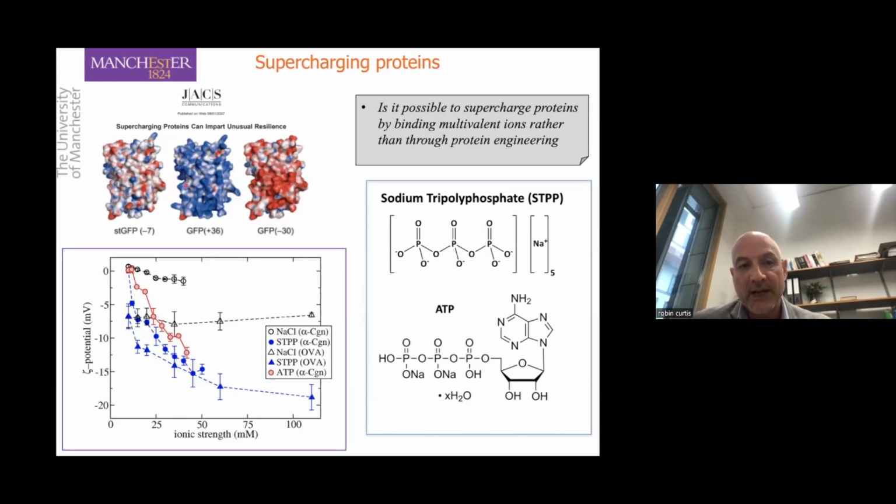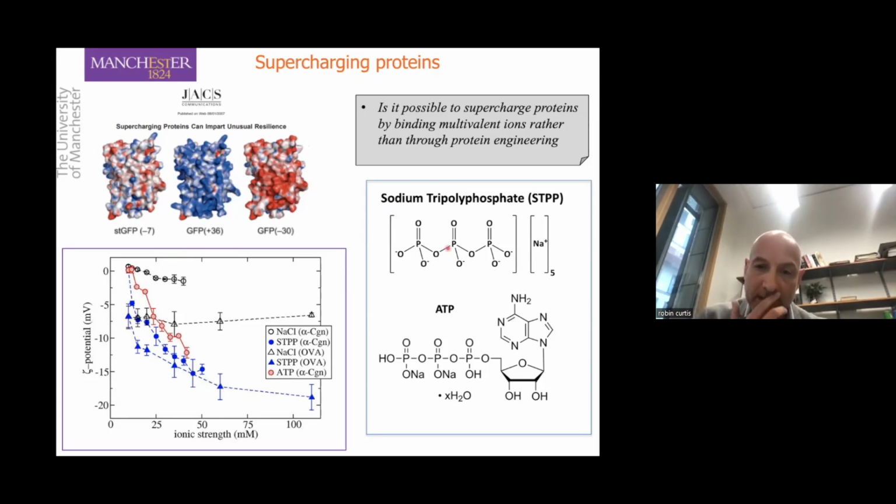And so people have looked at engineering in overcharging effects. The downside about engineering in overcharging effects is that you reduce the conformational stability of the protein, or you cause it to unfold more readily. And aggregation is caused by both unfolding and colloidal stability. So overcharging proteins through mutagenesis is not really a good strategy, because you still do get aggregation. It's just that the aggregates don't grow very quickly.